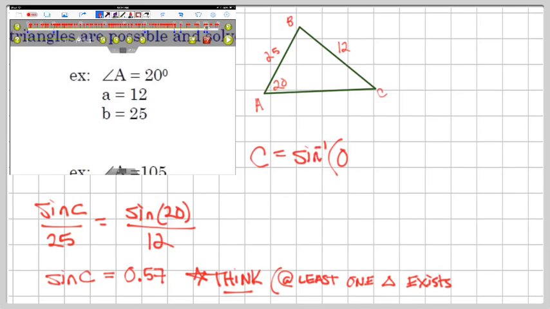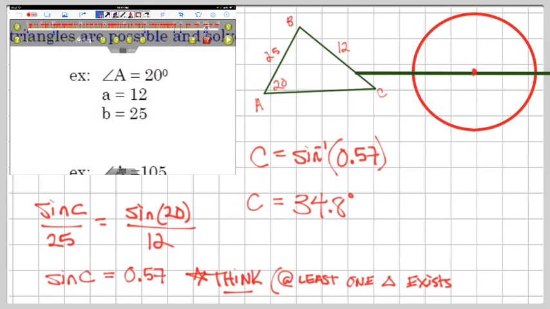And we have to go back to how this works within our unit circle. So if I take the inverse sine of 0.57, I get about 34.8 degrees. So that's one of my answers. Now, we know on the unit circle, if that's 34 degrees, I'm just going to leave the 0.8 off as we go through this.